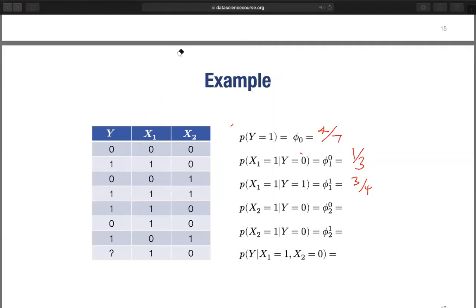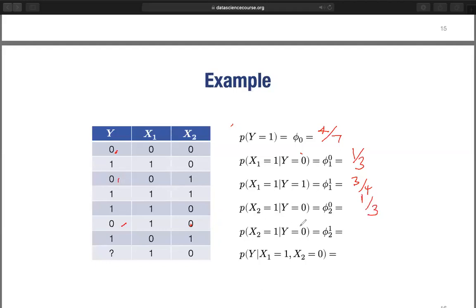So let's see. What is the total number of rows where y equals 0? What we have here is 3: 1, 2, 3. And then we want to find all the x1s where y is equal to 0. So this is 0, this is 1, this is 0, so it's 1 over 3. You guys are right, 1 over 3.